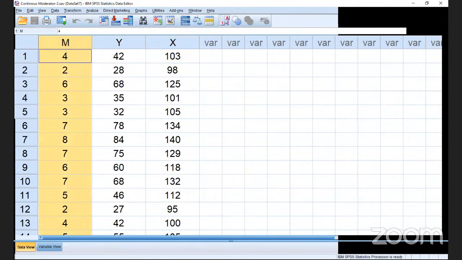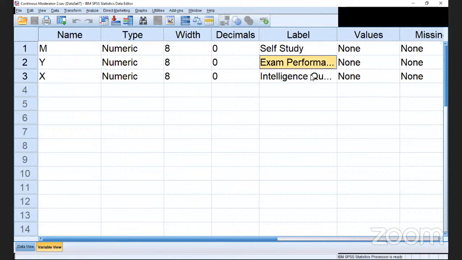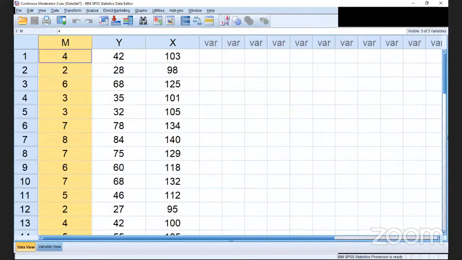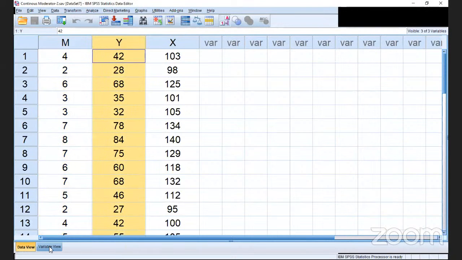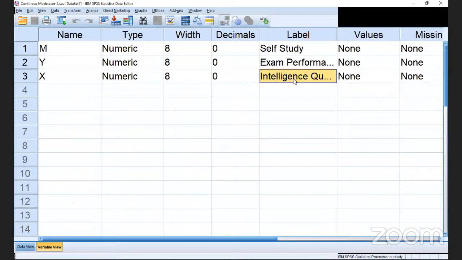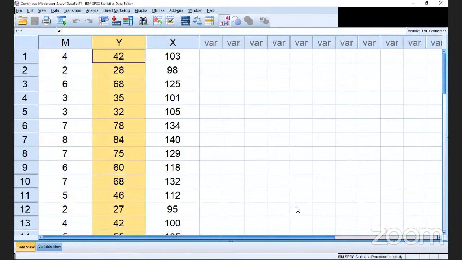Now this is another case study. Here there are three variables: self-study, exam performance, and intelligence quotient. In this case study, self-study is the independent variable, exam performance is the dependent variable, and IQ is the moderator. I will provide the book.